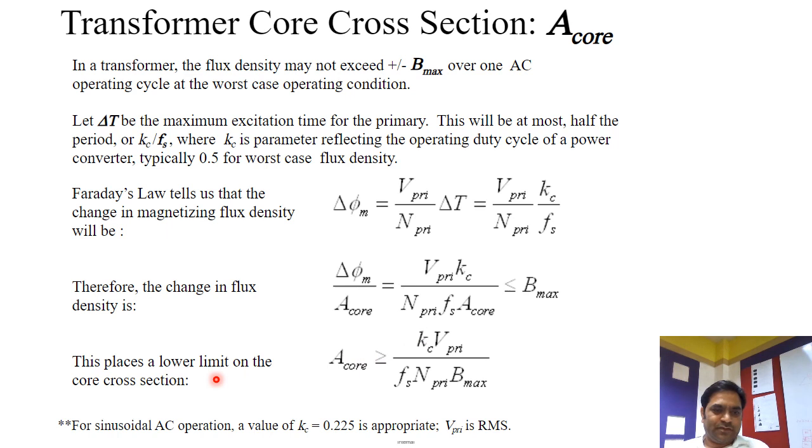Through this, we can conclude that this places a lower limit on the core cross section area. So the core cross section area A core must be greater than or equal to Kc V primary upon Fs, the switching frequency, the number of turns across the primary, and B max. For sinusoidal operation, we usually consider Kc equal to 0.225.